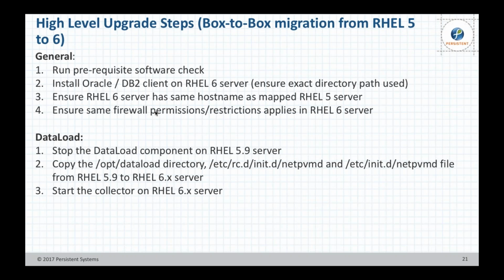So how do you do a box-to-box migration? Somewhat straightforward. One of the key things, these are the general points and the key areas that you need to take into account is, again, prerequisite software check. And then you need to install Oracle or DB2 on the Red Hat 6 server. Basically, I call it the new server. And one thing that's very important is you need to ensure that you use the exact directory path.